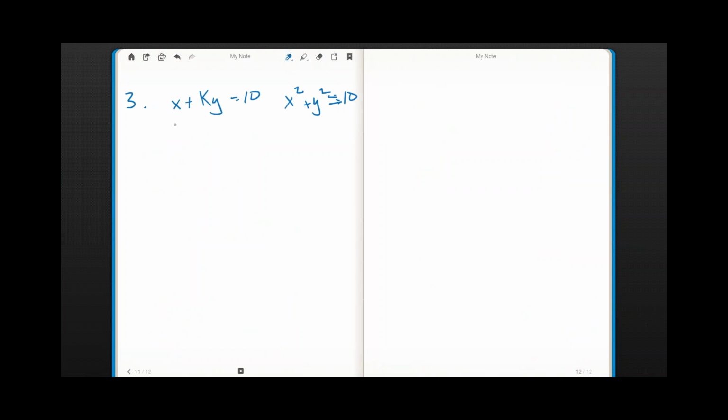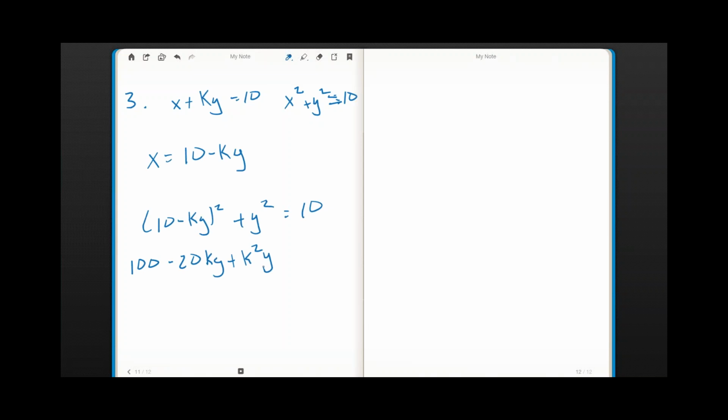And so once again, in this case, I don't want to divide by k. I don't want to mess with making a variable like that. So I'm just going to call x equal to 10 minus ky. So x squared is 10 minus ky squared plus y squared equals 10. When I square that and solve it, I get kind of crazy looking stuff. 100 minus 20ky plus k squared y squared. Don't forget when you square that last term, it's k squared y squared plus y squared equals 10.